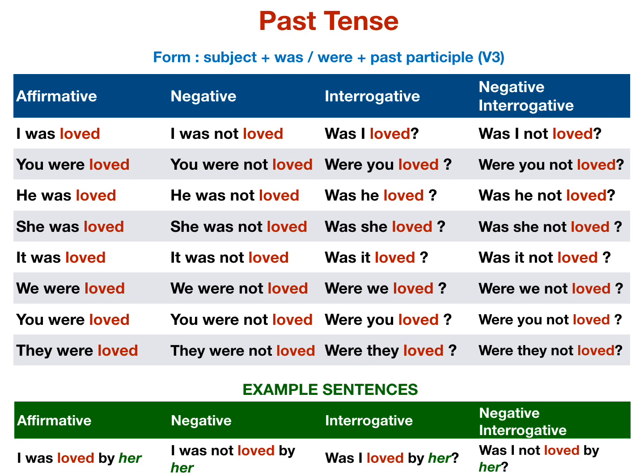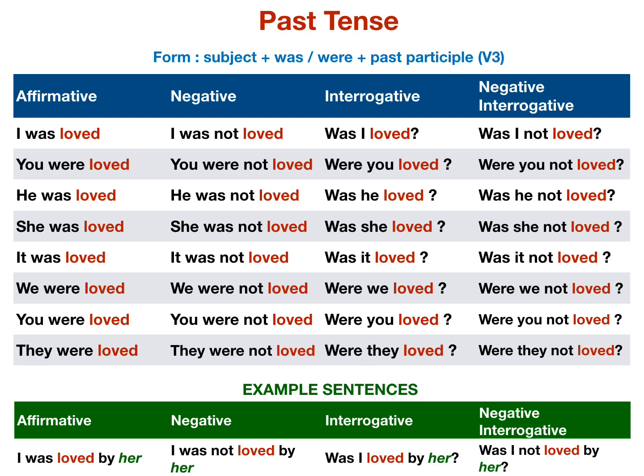Passive voice, past tense. Subject plus was, were plus V3. I was loved. I was not loved. Was I loved? Was I not loved? You were loved. You were not loved. Were you loved? Were you not loved? He was loved. He was not loved. Was he loved? Was he not loved?